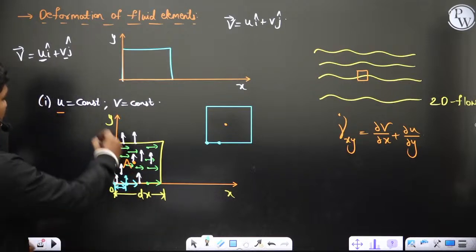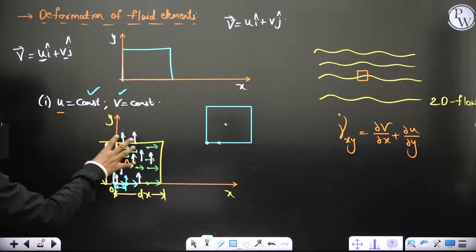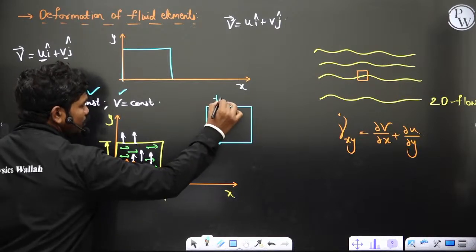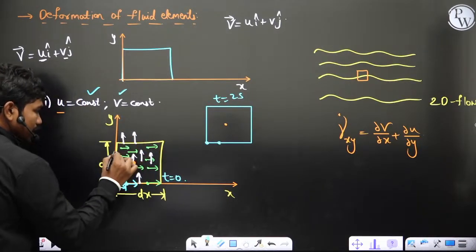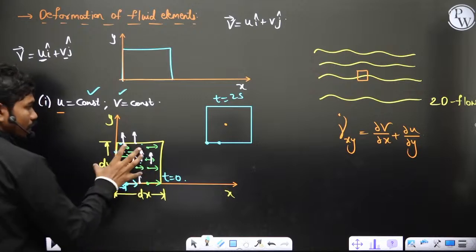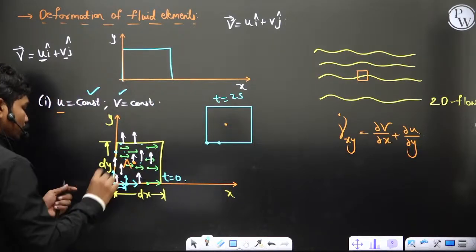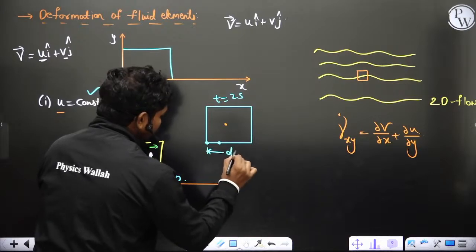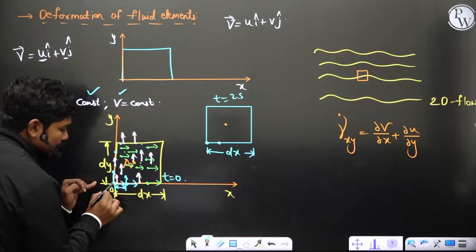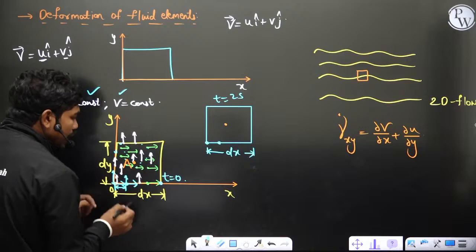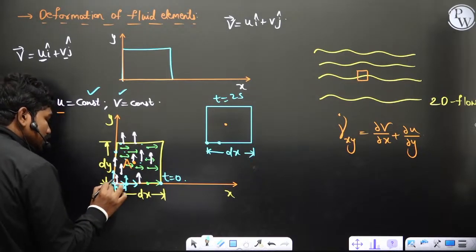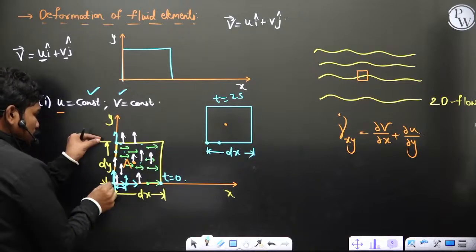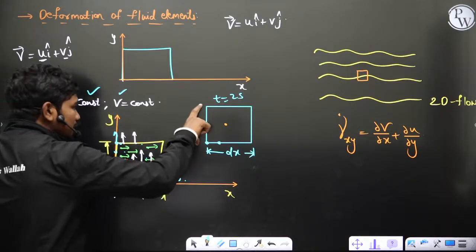In general, if u and v are constants, this cube, if this is the configuration at time t equal to 0, then maybe at t equal to 2 seconds all these particles in this block will occupy a new position. But this total length dx will be the same as dx, because whatever is the velocity of this particle, the same is the velocity of this particle also, and this total y is the same, because whatever is the y component velocity here, the same is the y component velocity here. So in a given time, these 2 particles travel by equal amounts, so this distance will not change.